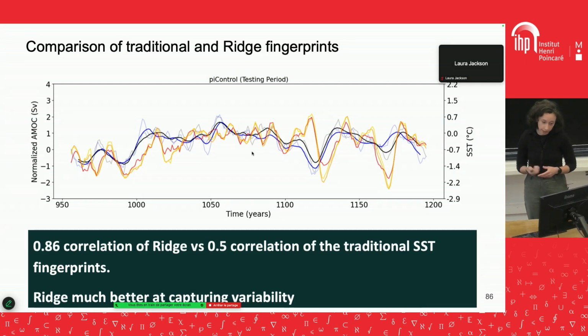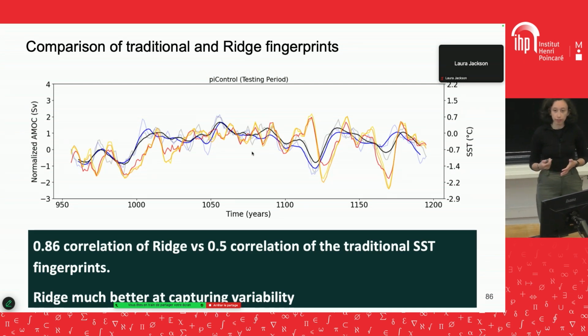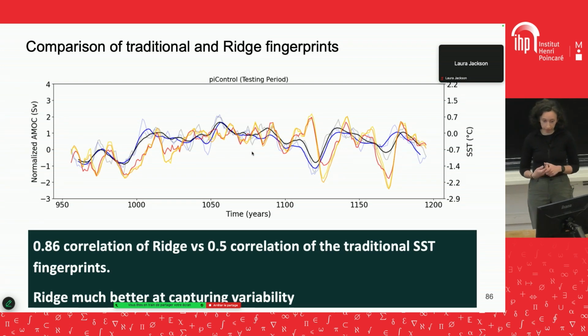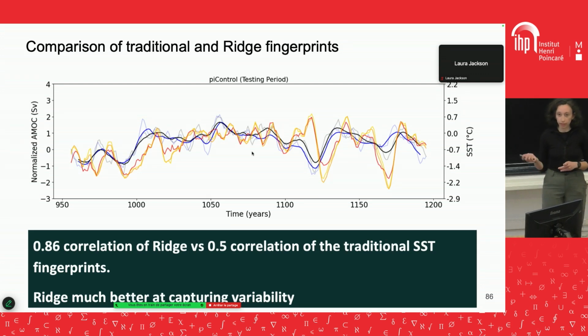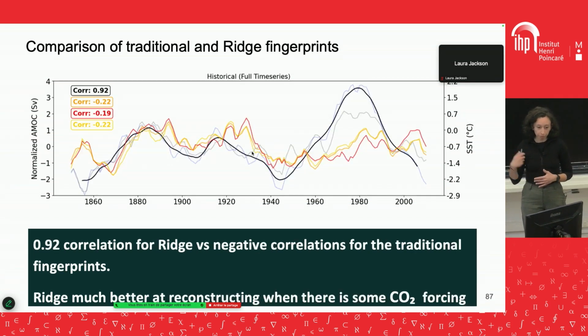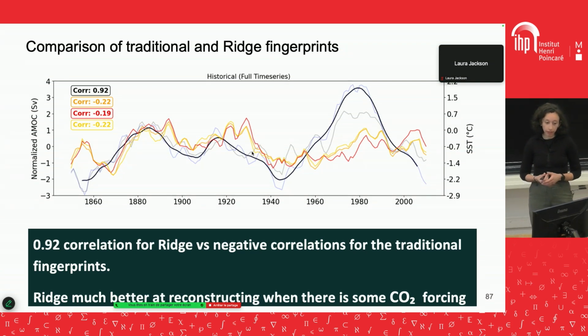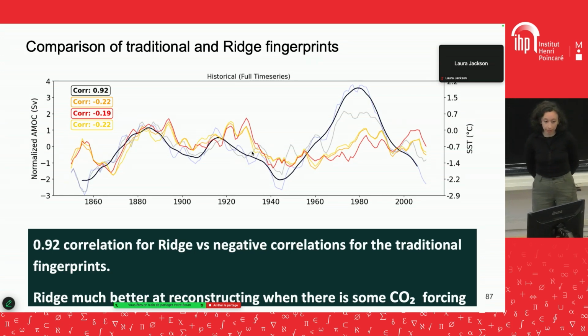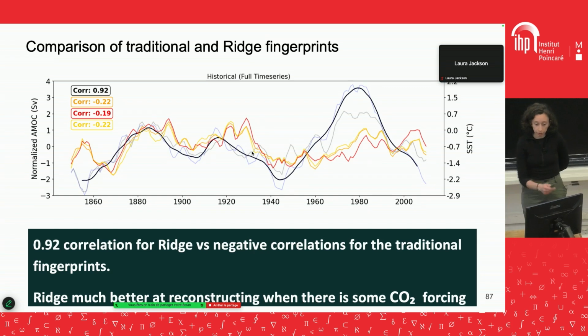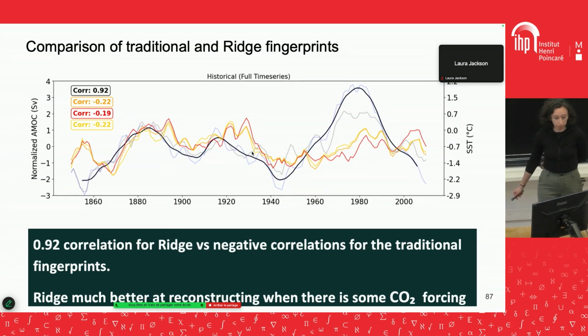The blue line is ridge. And the yellow, red, and orange are the SSD fingerprints. So here you can see that ridge is highly correlated and maps variability better. And this is the corresponding graph for the historical fingerprints, where this is taken from one ensemble member of CESM2, where actually the traditional fingerprints have negative correlation with the AMOC, whereas ridge is almost having a one-to-one map.